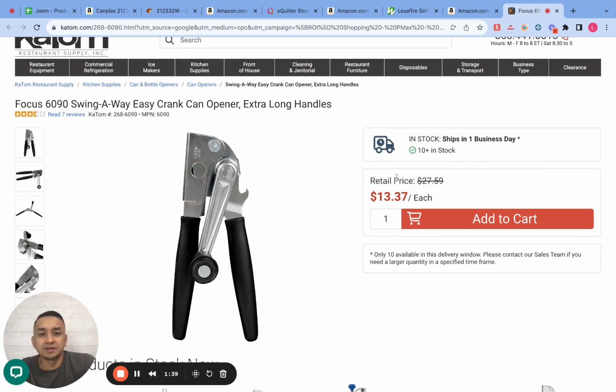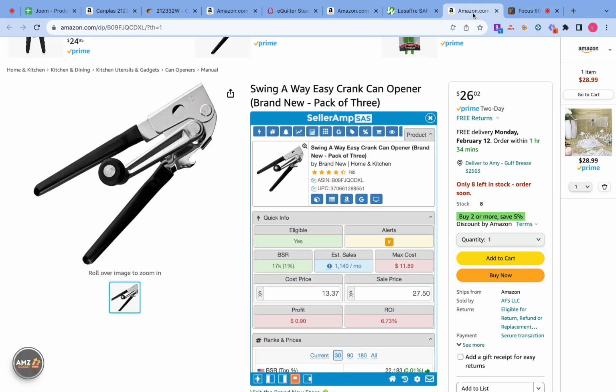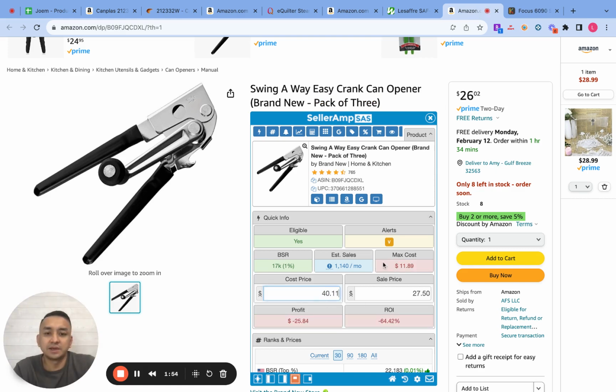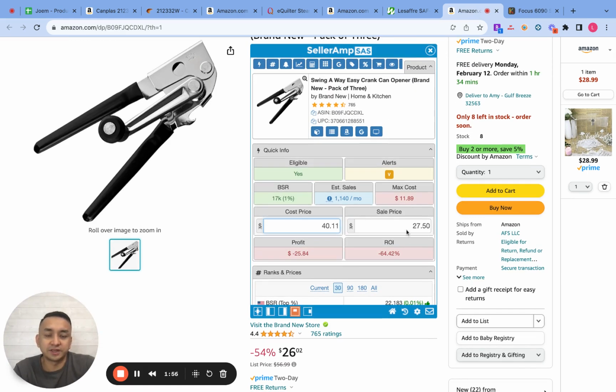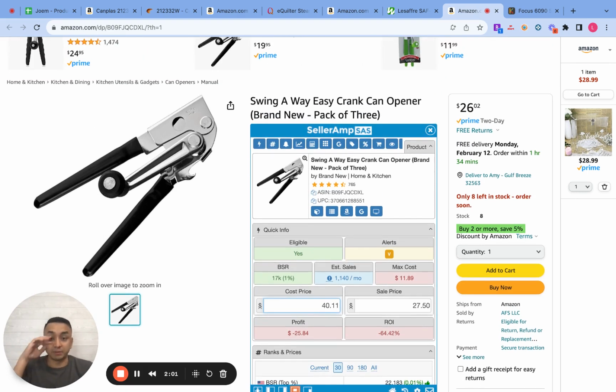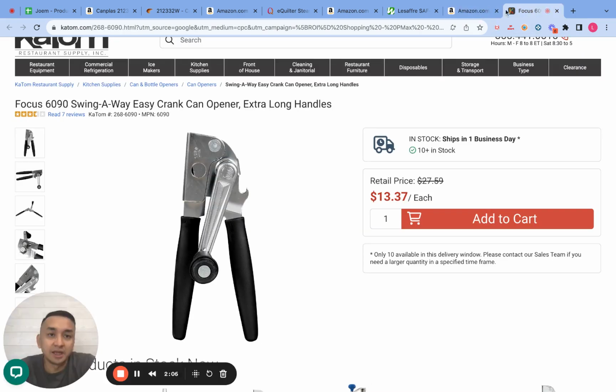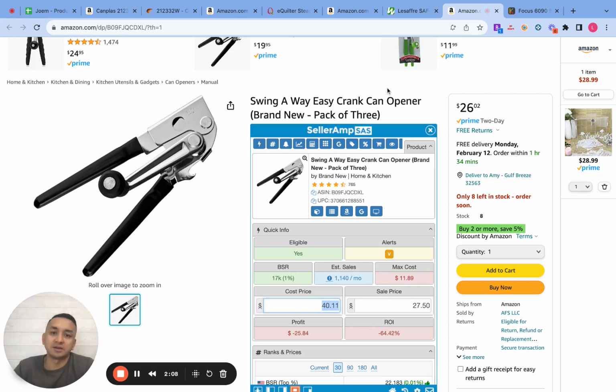So 13.37 times 3 is what? Let's see. 13.37 times 3, 40.11. So 40.11 obviously is giving you a very low ROI. So this is a common mistake with beginner sellers. They look at the products and they think they match, which they do actually. But the problem is on Amazon, sometimes they sell in packs of 2, 3, 4.